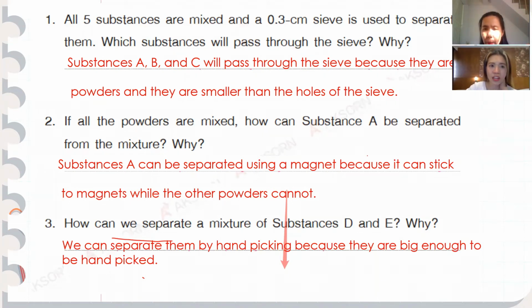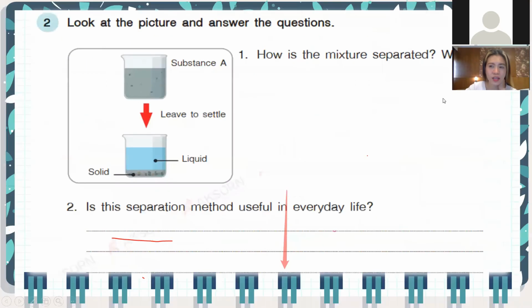Is everybody finished? Yes or no? Yes. Okay, so let's proceed. This is on page 148 already. Turn your books to page 148. What we're going to do is look at the picture and answer the question.